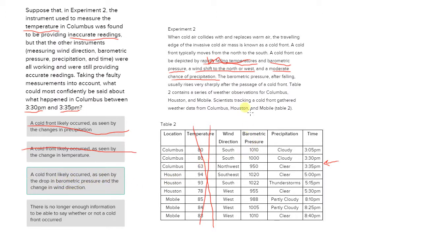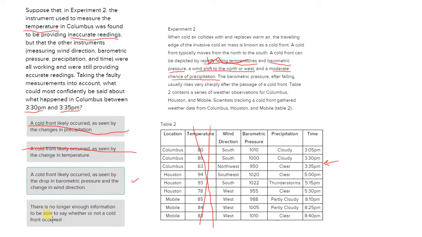A cold front likely occurred as seen by the drop in barometric pressure and the change in wind direction. If we look back in the passage, we see that a drop in barometric pressure and a shift in the wind direction to the north or west would be indicative of a cold front passing through. We see that the wind direction changes from south to the northwest direction, which is consistent, and that there is a drop in barometric pressure from 3:30 to 3:35. So this could be the right answer.